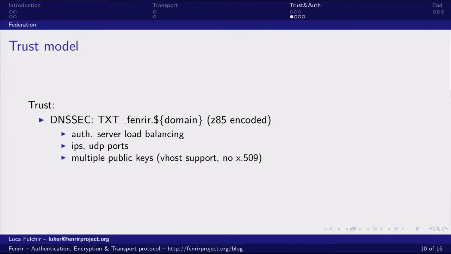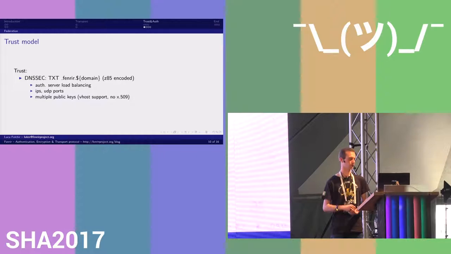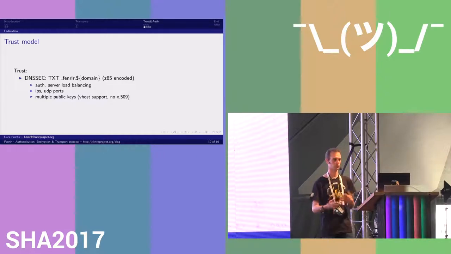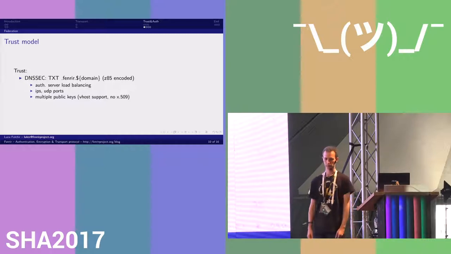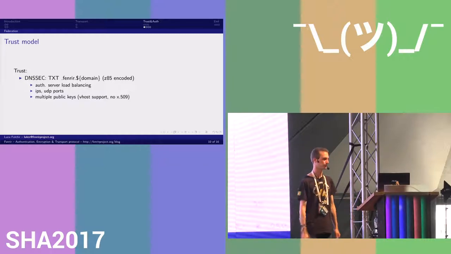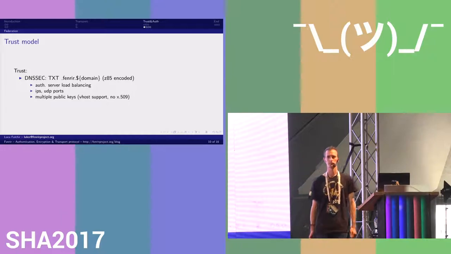We create a binary with information like multiple authentication services, IPs, UDP ports to connect to, and multiple public keys, so that you can do rollout of new keys very seamlessly, and hosting support is easy to do. We don't use X509 certificates, just plain keys, because X509 is a very complex and very abused standard.